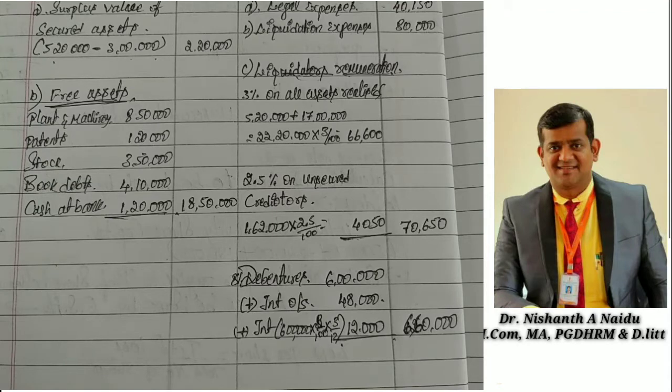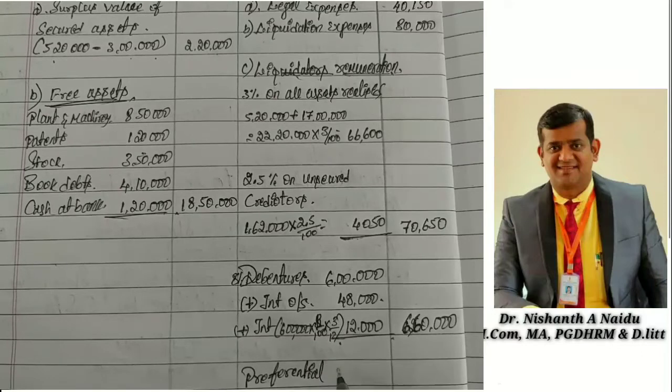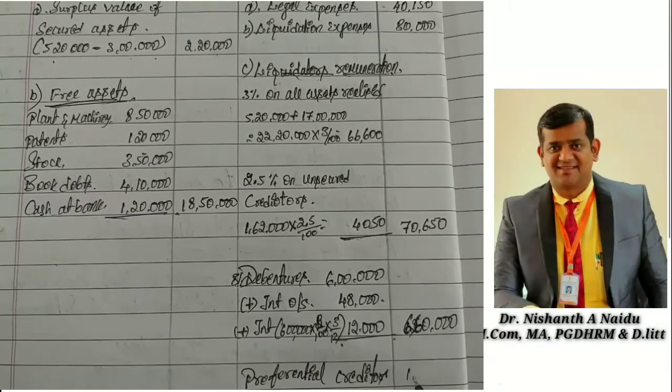So next, after settling the debentures, who else are we supposed to settle? Preferential creditors. So let us give preferential creditors, that is 1,20,000 rupees. So we have settled them.